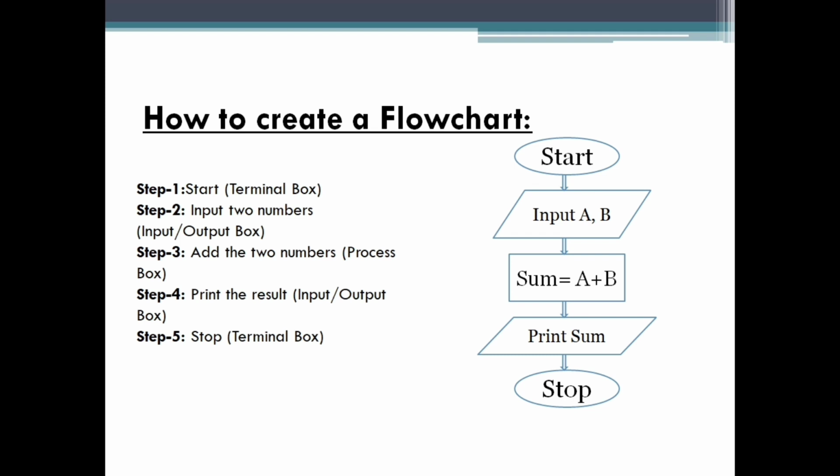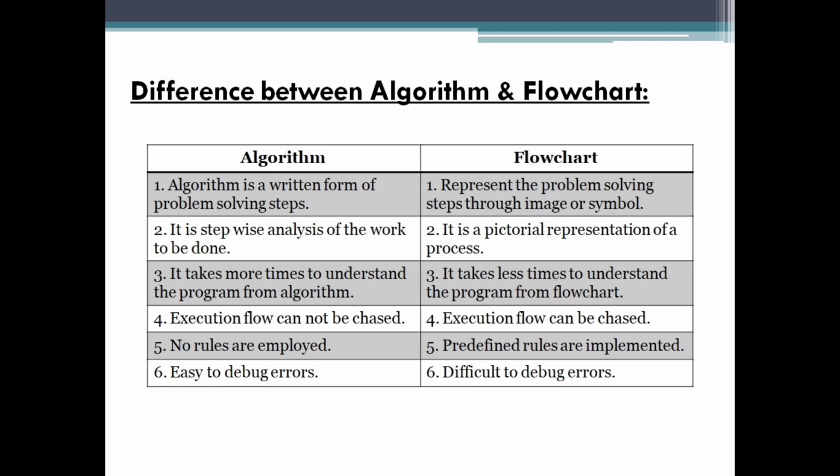Now, our next topic is the difference between algorithm and flowchart. You can see some differences between algorithm and flowchart. First, the definition. Second, how it works. Third, its advantage. Fourth, what it should do and what it should not. You can see number 4: for algorithm, execution flow cannot be changed, and for flowchart, execution flow can be changed. No rules are employed in algorithm. Predefined rules are implemented for flowchart.